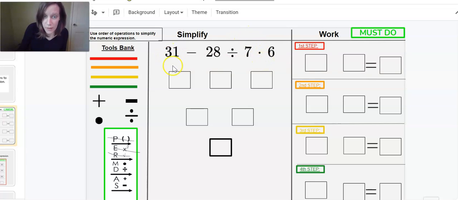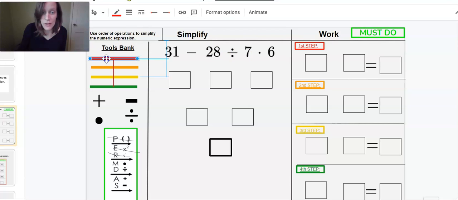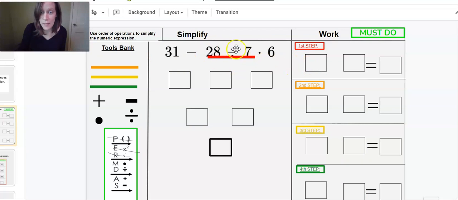So when I look at my problem, I start here. The first thing I see is subtraction. I can't do that yet. I keep moving along left to right. Oh, here's my division. That means I have to do this first. That division symbol is in between 28 and 7. That means this is what I'm doing first. So, remember we're doing rainbow order, I'm going to take my red line and put it underneath 28 divided by 7. So that means I'm doing 28 divided by 7.